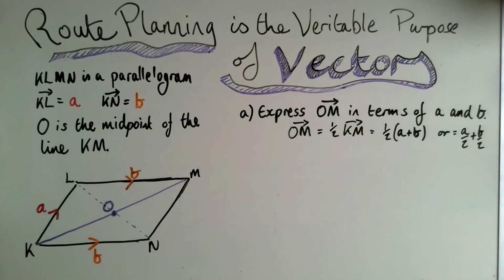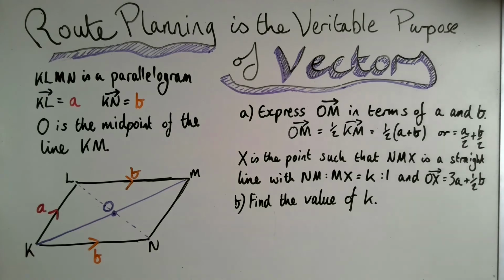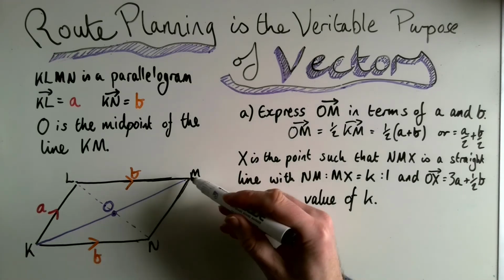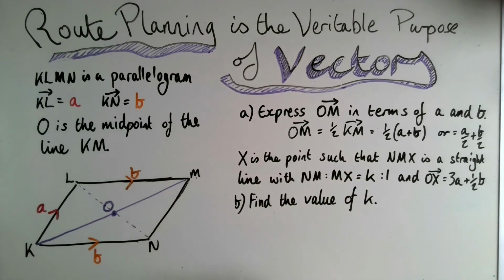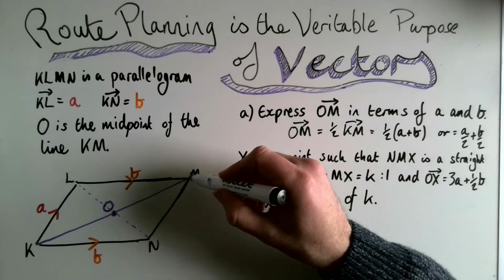Right, that's the first part, the easy part. And here's our final bit. So have a little read of it. I'll be quiet for a moment. Okay, so it's the point such that NMX is a straight line. So if X is coming afterwards, we can go up there. So we know that we can continue this on.